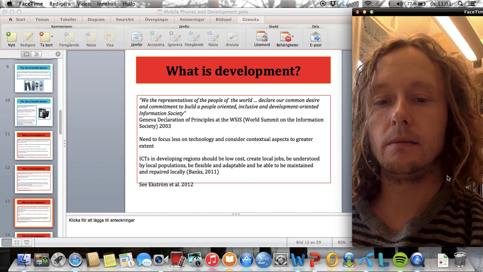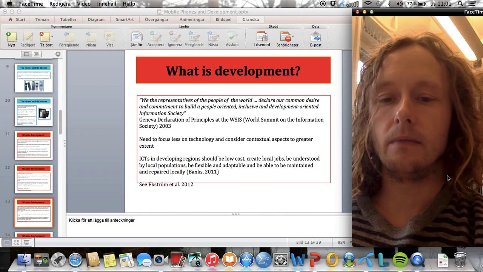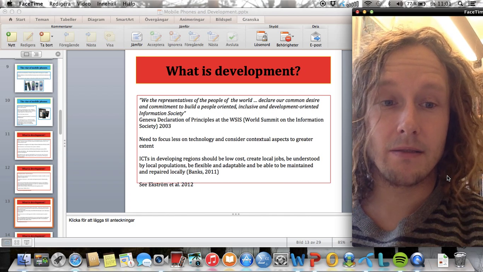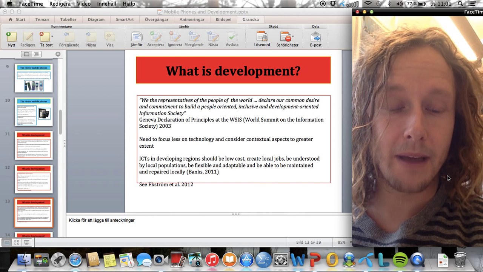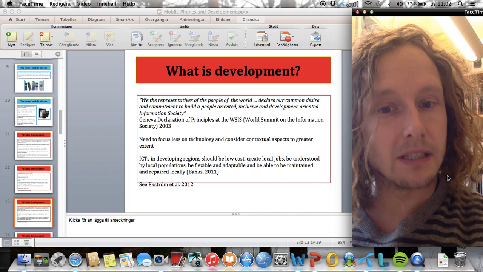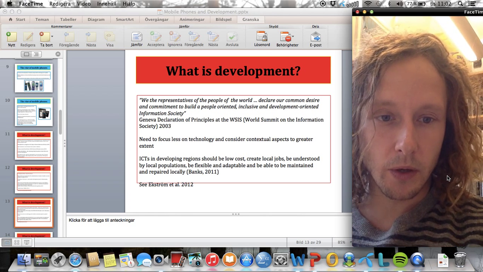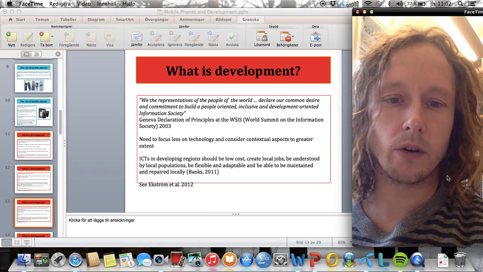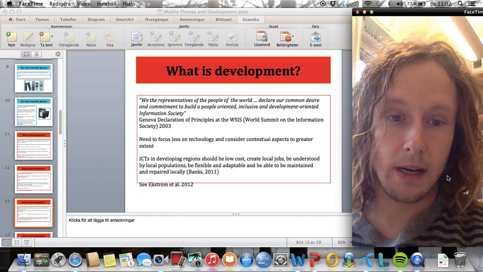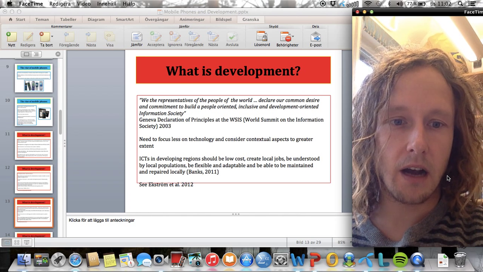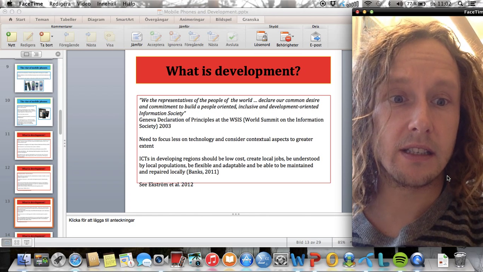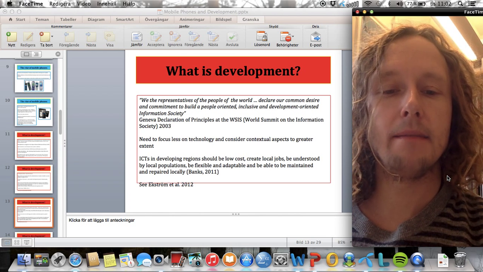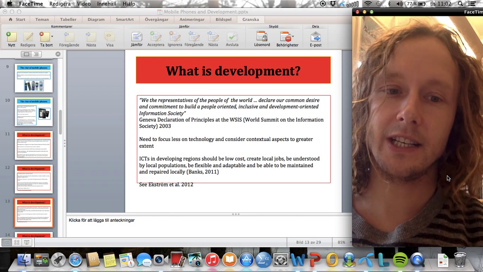Ken Banks stated in 2011 that ICT should be low cost because people are poor, and also low cost to maintain. Maybe to get a mobile phone is good, but then you have to pay for its subscription, which can be very expensive. It should create local jobs on the local level, not just jobs or promote products from the West, from the donor countries. It should be understood by local populations and fit within their culture. They have to, as we say in media and communication studies, appropriate the technology. It should be flexible, adaptable, and able to be maintained and repaired locally.